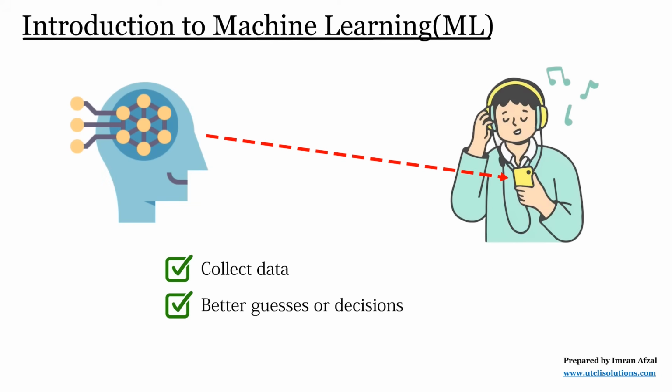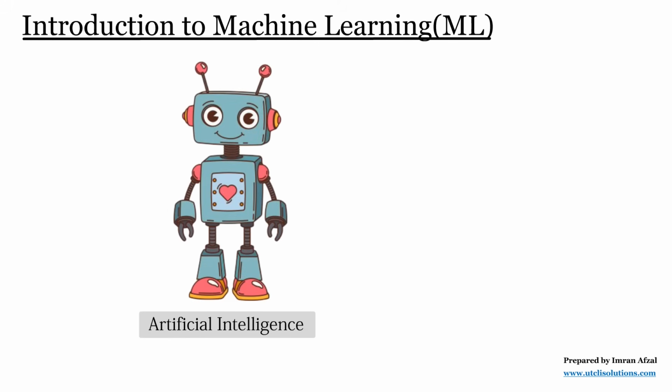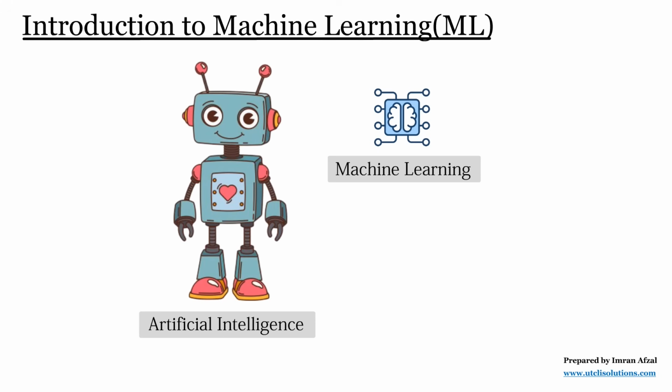It does not need to be told every step. It keeps learning by itself. That is the main difference. AI is the full system, but machine learning is the part that helps it keep learning and getting better. So, this is a simple explanation of what machine learning is, how it learns from data, and how it quietly powers many smart tools we use today.